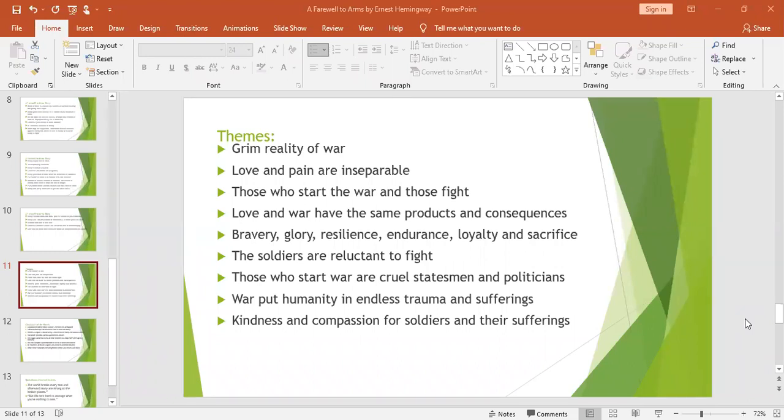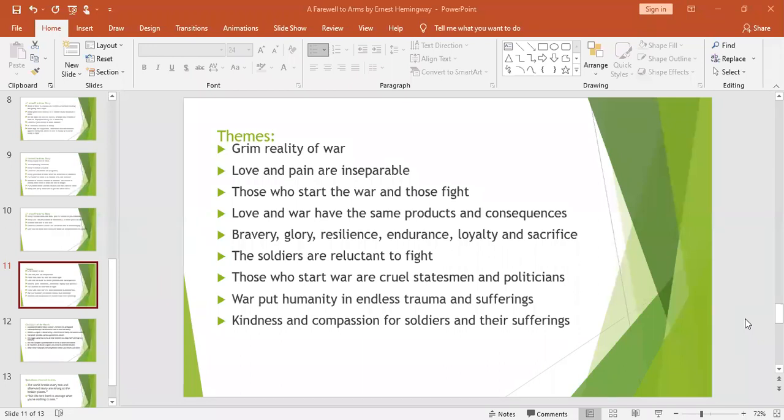Yes, the soldiers are reluctant to fight. Those who start war are cruel statesmen and politicians, as we know from both sides. From Germany, Hitler was there, and from the other side Britain, France, and again America. From both sides, statesmen and politicians were there, and they wanted to have their gains. So they basically compel soldiers to fight war, and war always brings destruction.